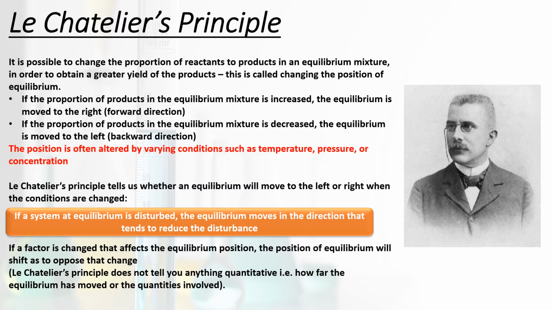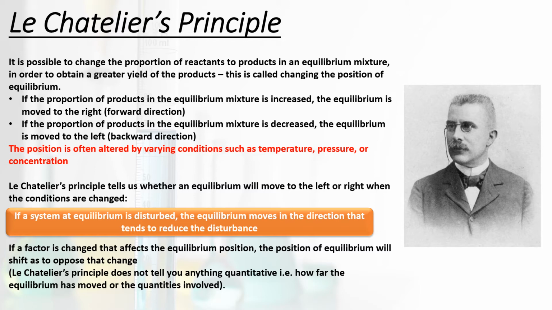So this then brings us on to something called Le Chatelier's principle. As we've seen, it is possible to change the proportion of reactants and products in an equilibrium mixture. To do this, though, we have to change the conditions. This could be because we want to obtain a greater yield of products. If we end up with a 50-50 mixture of reactants and products, it would be quite good to be able to get more product out of that to increase our yield. So it would be great to be able to change it to a 30-70 mixture or a 20-80 mixture. And so this is called changing the position of the equilibrium.